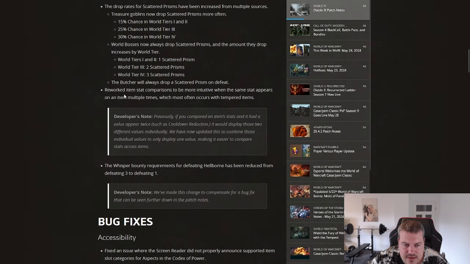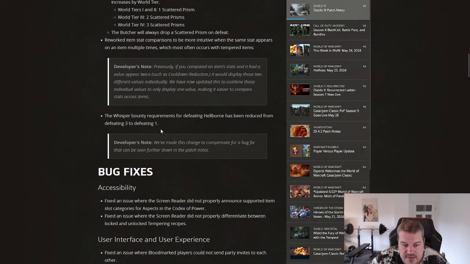Then they did rework the stat comparison. So if you are now tempering, let's say cold damage, and your item also has cold damage, it will be combined. And I think this is nice for just showing what you have, but it's not as useful if you already have your build in the builder prepared and you're just following your own build that you have created.